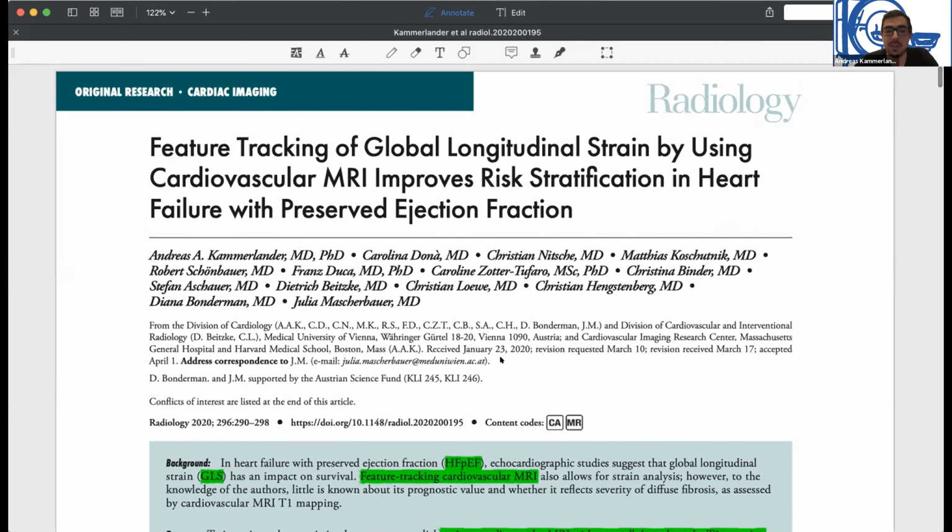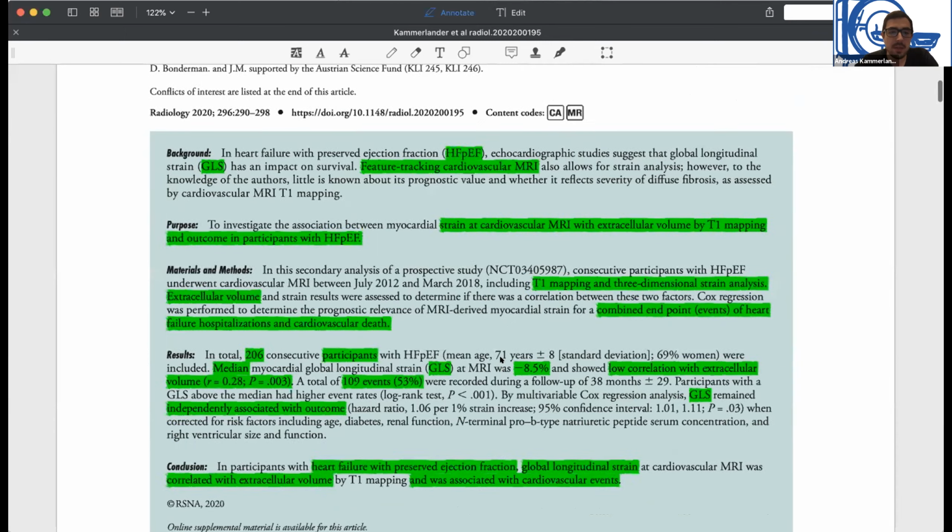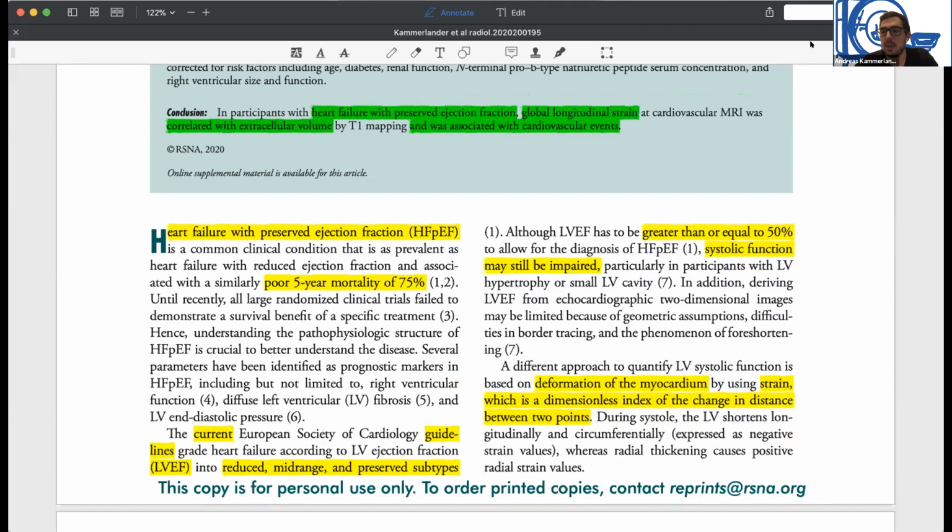So the topic is feature tracking of global longitudinal strain on CMR improves risk stratification in HFpEF patients. I will skip the abstract part. I'll come to that later on.